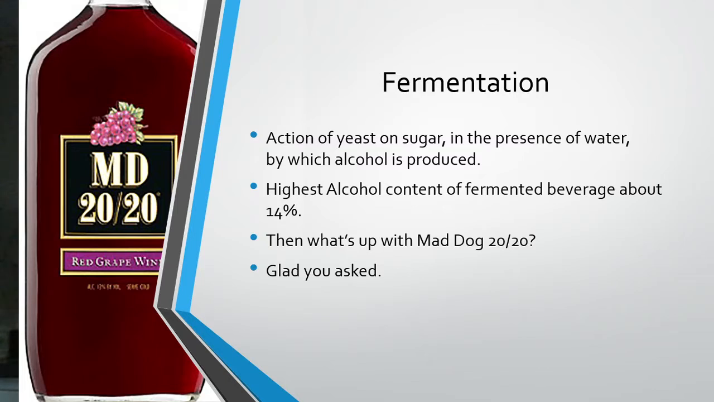And this is because yeast are organisms. They're little microscopic organisms, and when you put them on sugar in the presence of water, they eat the sugar, and their waste product is ethanol, is ethyl alcohol. Or it could be, depending on what else they're eating, it could be methanol or butanol or isopropanol or whatever. In any case, as they eat the sugar, they eliminate alcohol.